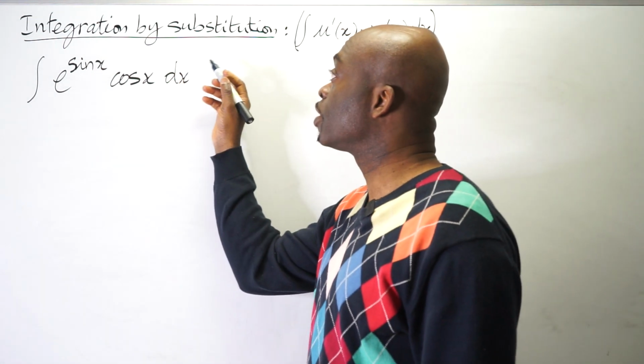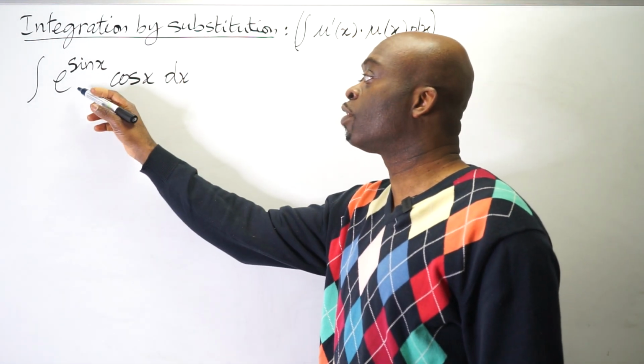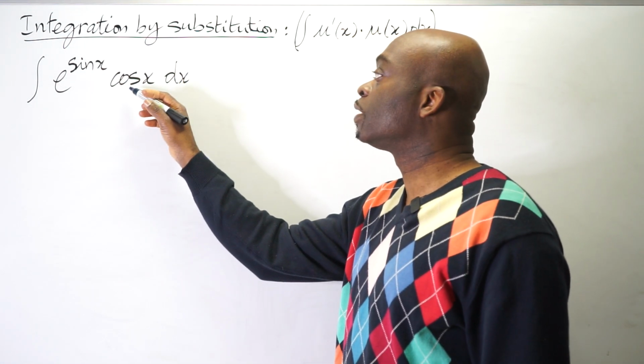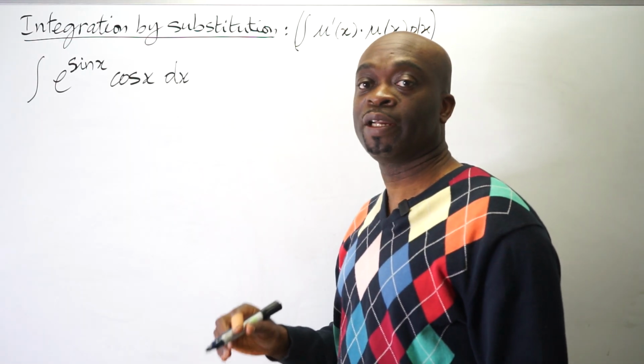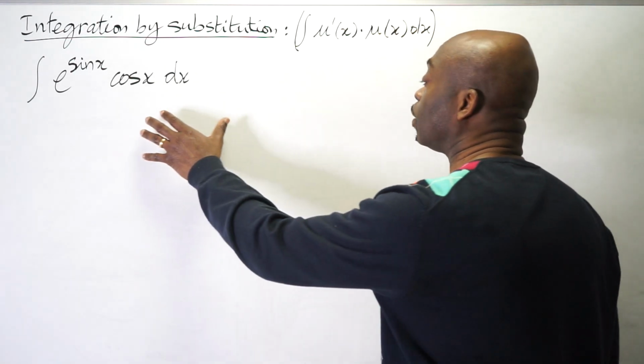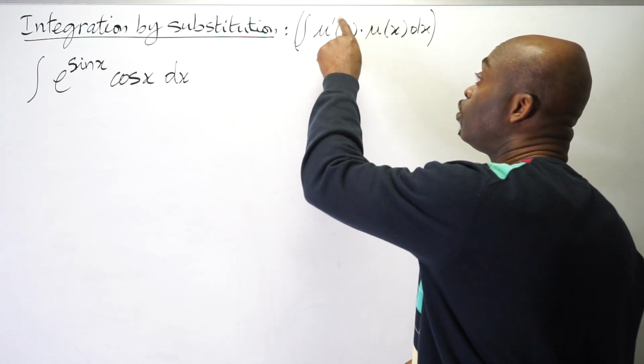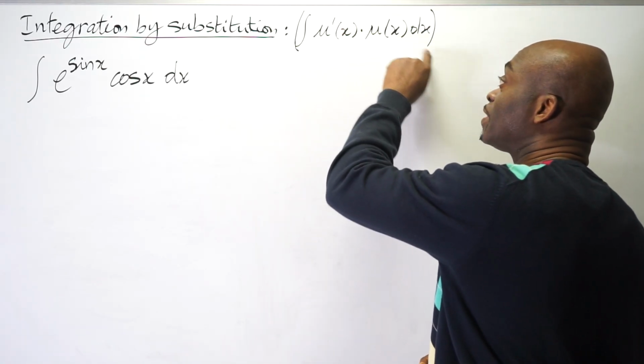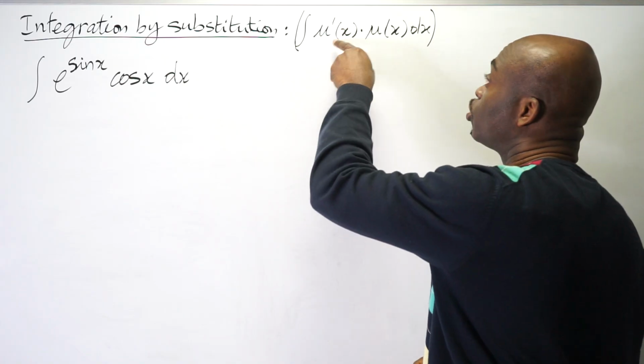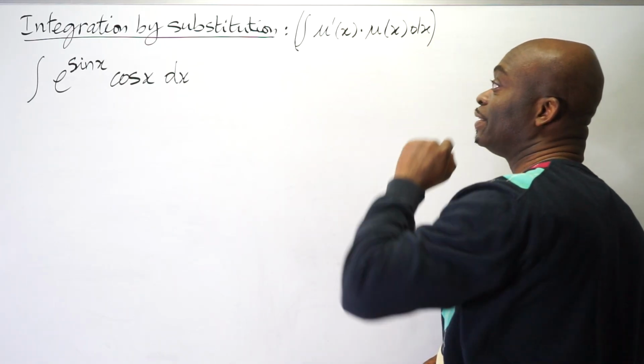Let's solve this integration by substitution here. So you have the integral of exponential sine x times cosine x dx, okay? So the first thing we have to look at is, does it look like this format here, where we have the integral of u prime of x times u of x dx, or the other way around, u of x times u prime of x dx.